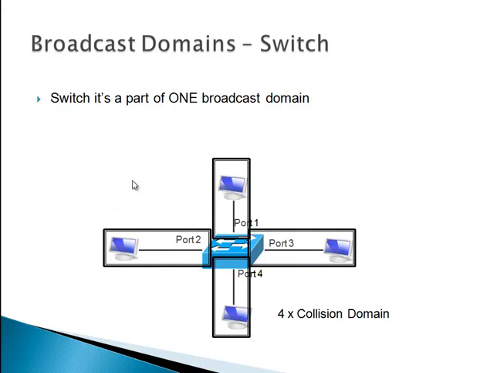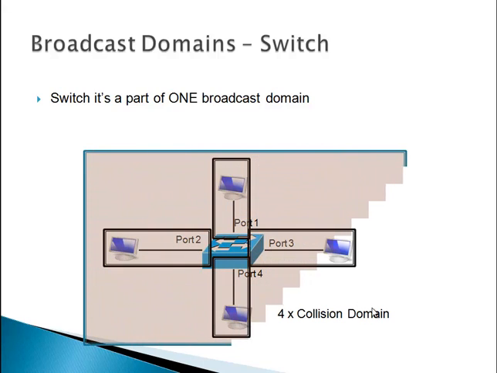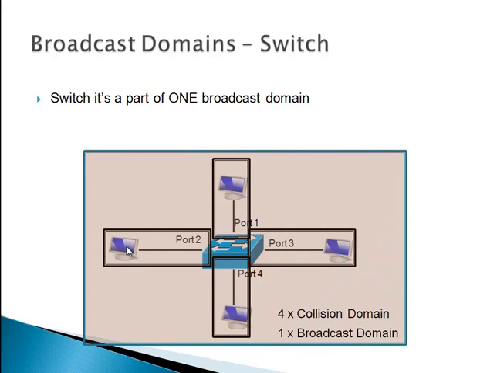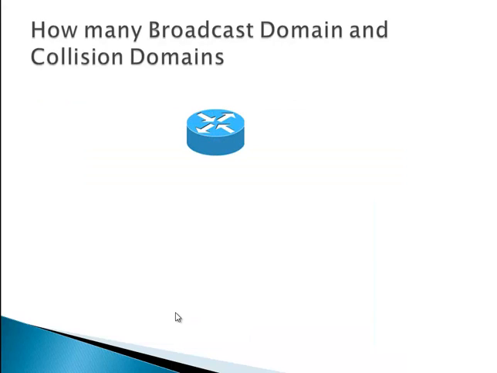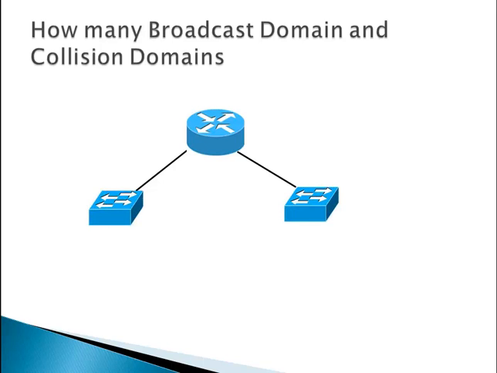But a switch is still part of one broadcast domain, which means that if one device sends a broadcast message, every device on the network will hear it. Imagine if we have 100 or 200 or 1000 devices on this network. One broadcast, everybody will hear it, all the PCs. To break the broadcast domain, we implement the router. Every port on the router is its own broadcast domain. As you can see here, this router has 2 ports, so that will be 2 broadcast domains.